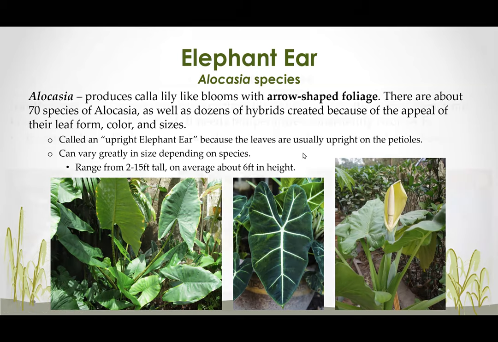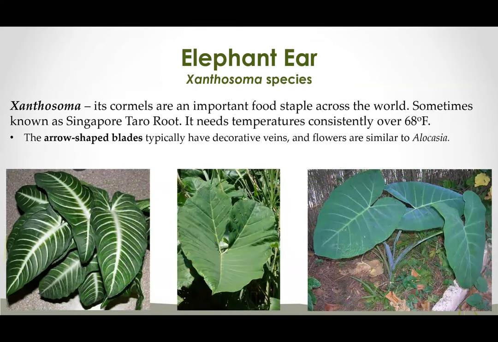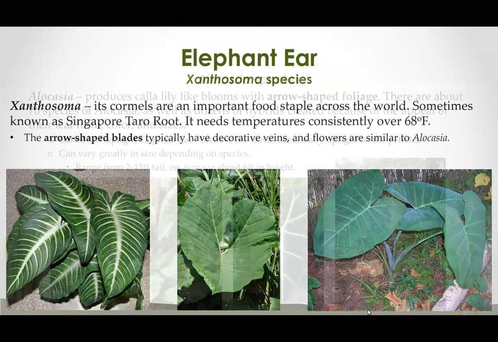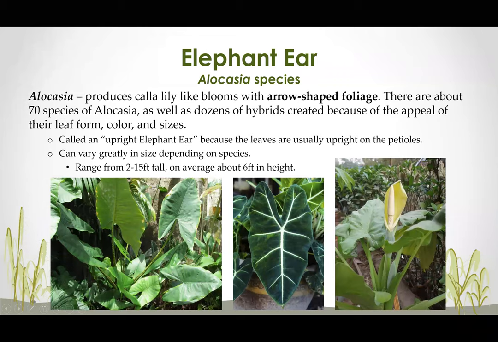feet in height. And then you have Xanthosoma. These ones are often referred to as the taro root. So the cormels are an important food staple. It usually requires temperatures above 68. So you would think ideally the freeze would knock them out, good riddance. But oftentimes if that cormel is able to still survive, then it will resprout again. So the arrow-shaped blades typically have decorative veins, and their flowers are similar to those on alocasia. So those calla lily-like blooms.